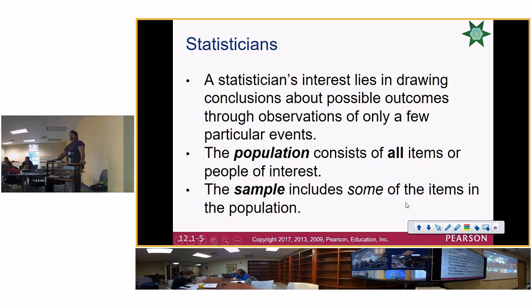A sample includes some of the items in the population. It's the smaller group. So I'm not going to sit here and make you write that. Big group, small group.